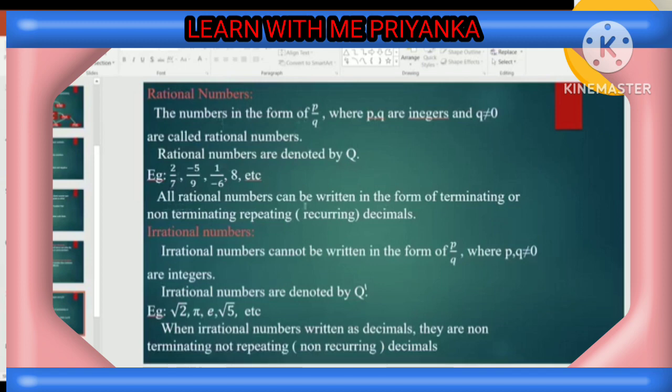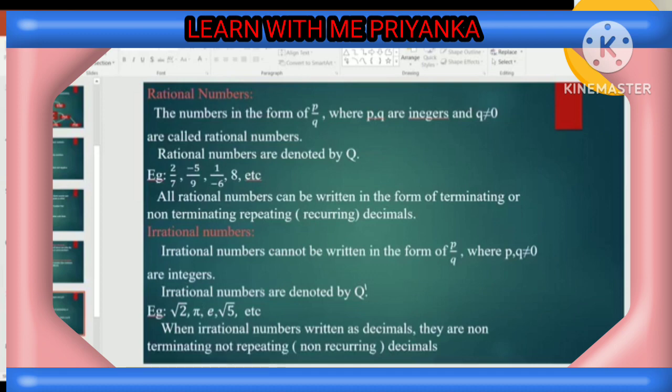All rational numbers can be written in the form of terminating or non-terminating repeating decimals. To understand this point, I discussed decimal numbers before. Here we observe that when we divide 2 by 7, minus 5 by 9, 1 by minus 6, we get decimal numbers. Those are terminating decimals or non-terminating repeating decimals, meaning recurring decimals. So rational numbers are terminating or non-terminating repeating decimals.